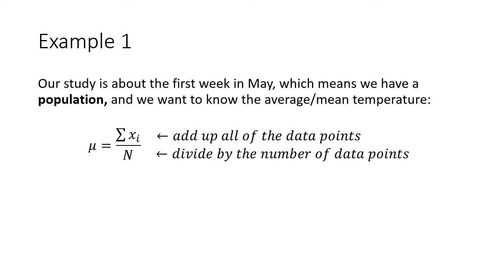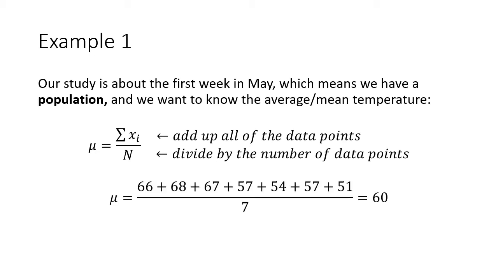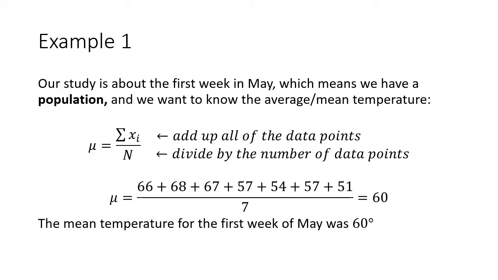Again, that's my notation, and like I said, it's really easy. You probably already know how to find averages. You add up all the data values and divide by how many. So if we had a week's worth of data, add up all the temperatures, divide by 7, we get 60. The average, or the mean temperature for the first week in May, was 60 degrees. That's it.